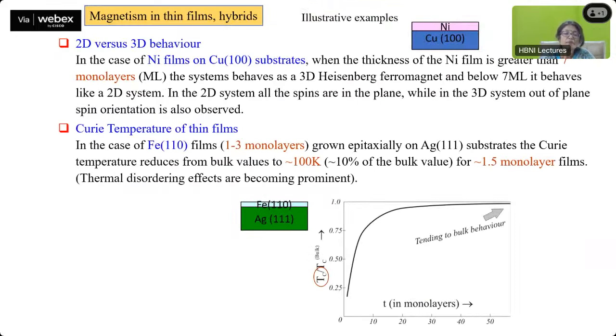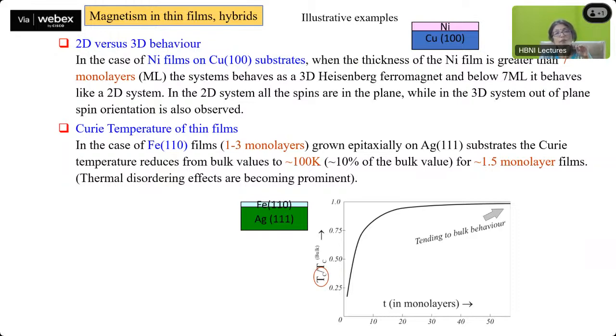Then you have magnetism in thin films or hybrids, as I said. They can have a 2D versus a 3D behavior. Suppose you have a nickel film which is deposited on a copper 100 substrate, and the thickness of this nickel film is greater than 7 monolayers. Then the system will behave as a 3D Heisenberg ferromagnet. But below 7 monolayers, it behaves like a 2D system.